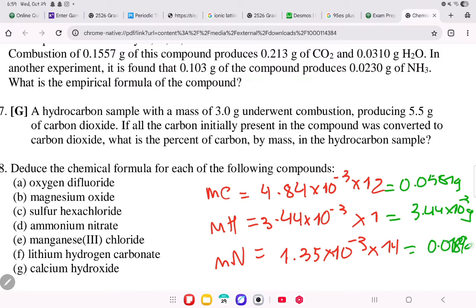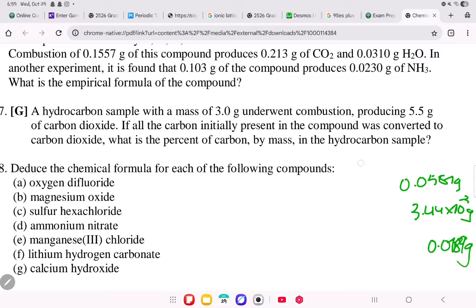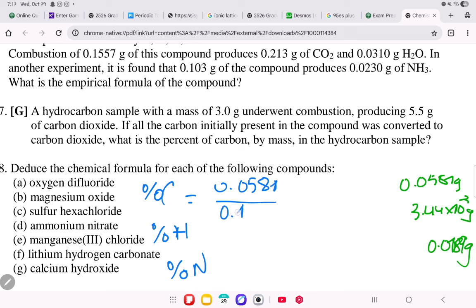We can find their respective percentages, right? So now that we have the masses of all of the respective ones, we can change them into percentage. So we'll take percentage of carbon, percentage of hydrogen, and percentage of nitrogen. This is gonna be 0.0581 over the total mass, which is 0.1557 times 100, which will give me a percentage of 37%. Of course, you need to put it to the correct significant figures, which in this case is 3.